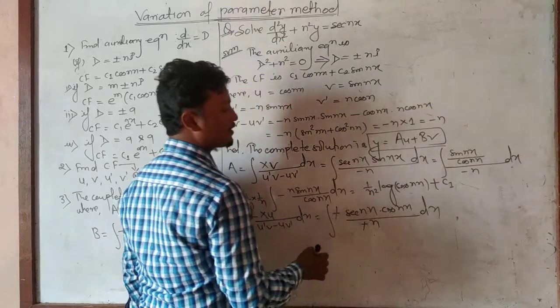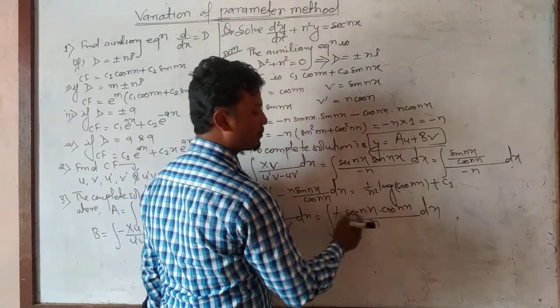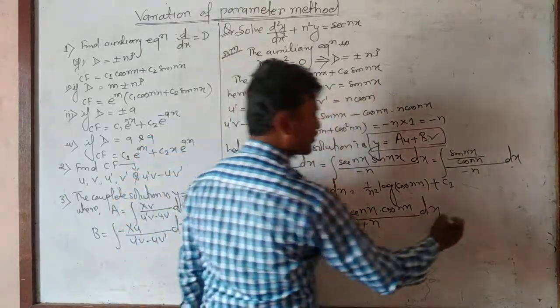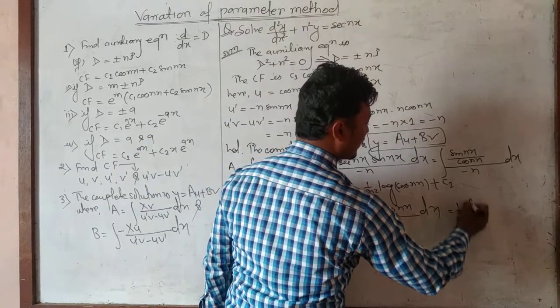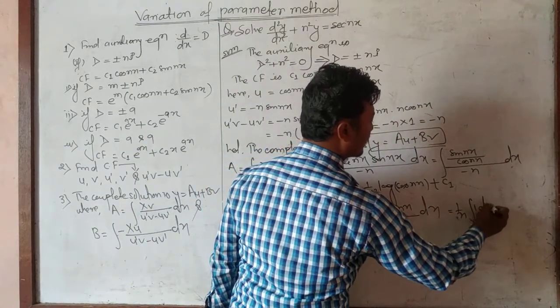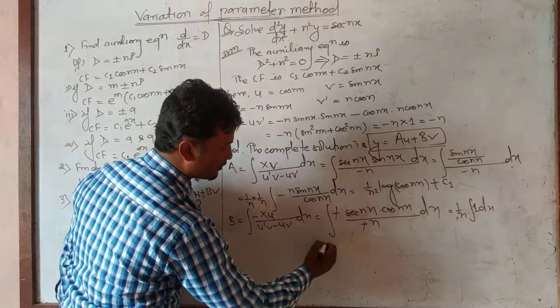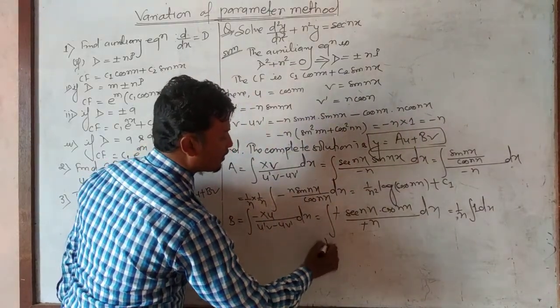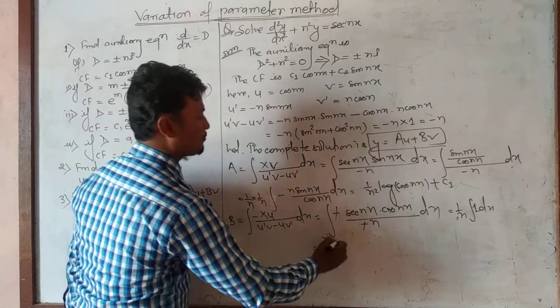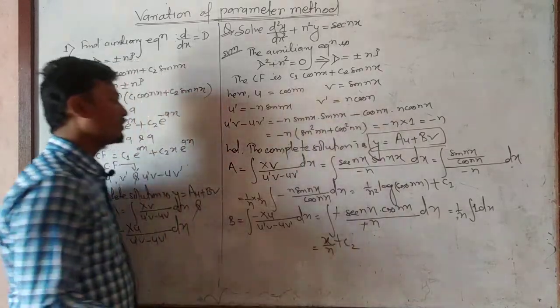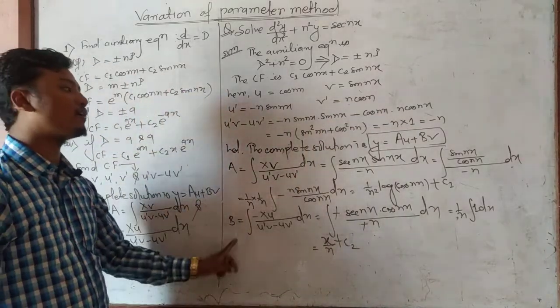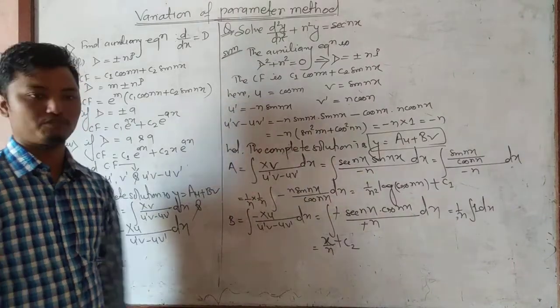This minus gets cancelled. Sec and cos, the product of two opposite ratios, is 1. So it means 1 by n integration of 1 dx, which gives x by n plus c2. Look here, I have collected all the required variables for the complete solution.